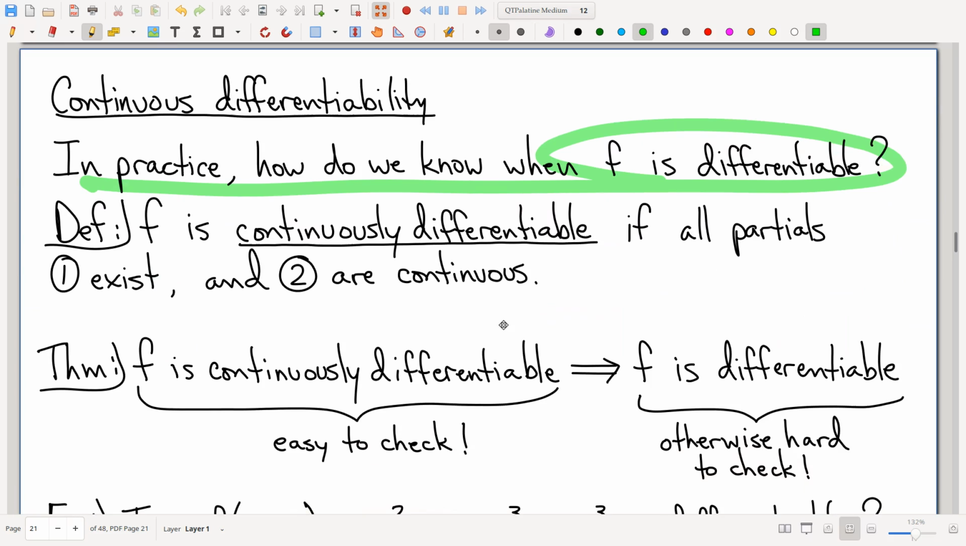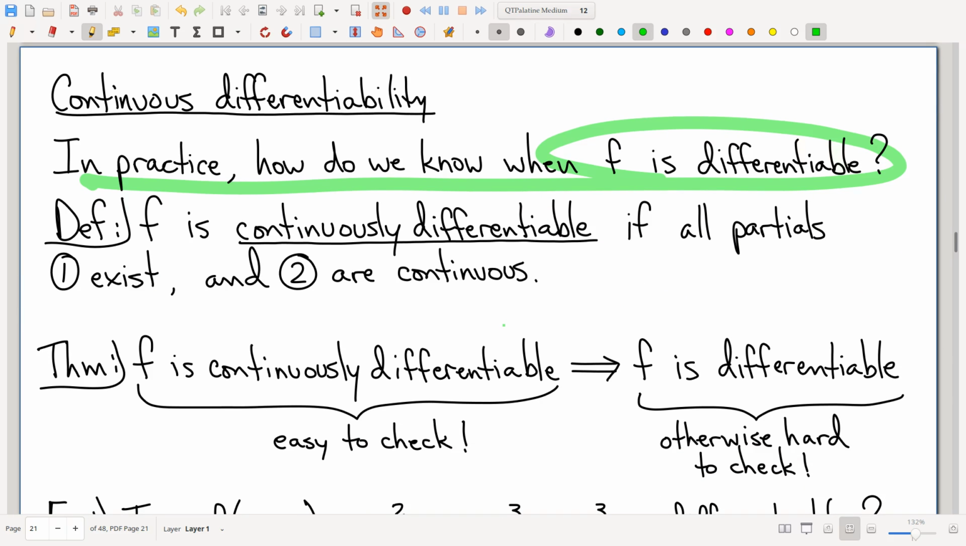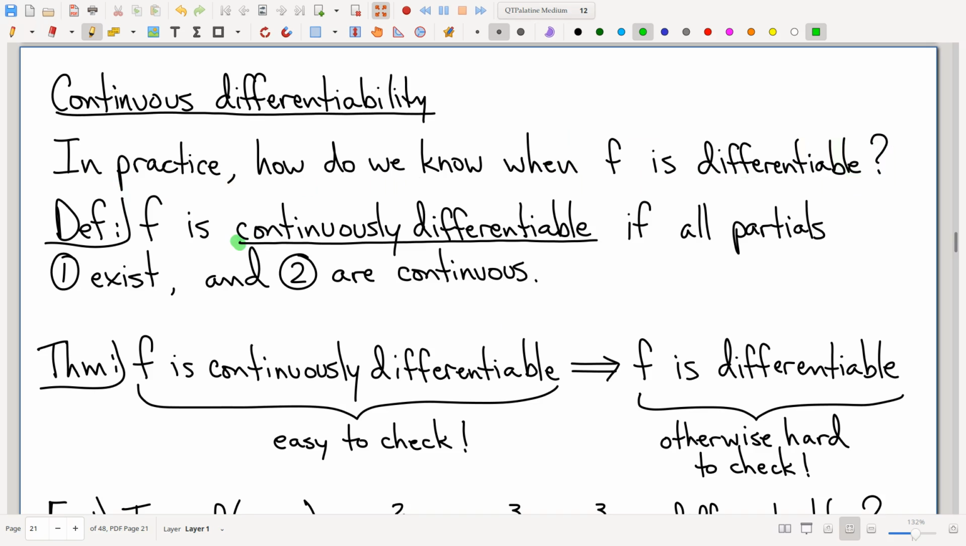Well, we're going to have a bunch of theorems that we're going to be working with that say if a function's differentiable, then good things happen. Right? So we need to know when a function's differentiable, but the definition of differentiability is annoying. And so that's why we care about this related but very different idea called continuous differentiability. Related but very importantly different. So a function's continuously differentiable if a couple of super easy to check conditions are satisfied. You just need to look at the partial derivatives, make sure they exist, make sure they're continuous.